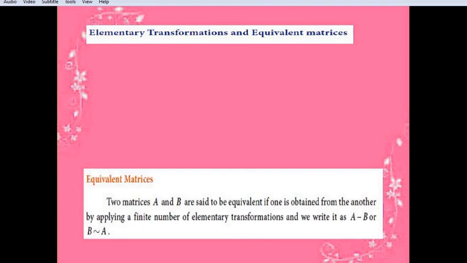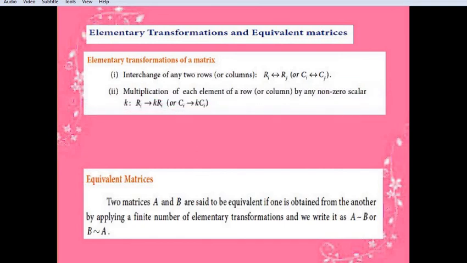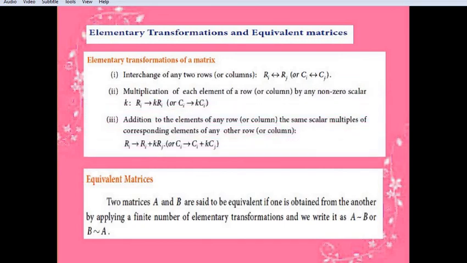Elementary transformations, we learned in 11th standard. We can multiply a row completely with a scalar, we can add two rows, we can exchange two rows or two columns, and we can multiply one row with a scalar and add it to the corresponding elements of another row. These are called the elementary transformations. Already we learned that in 11th standard for finding determinants very easily. So applying the elementary transformations, the matrix we get is equivalent to the given matrix. This is explained here also.